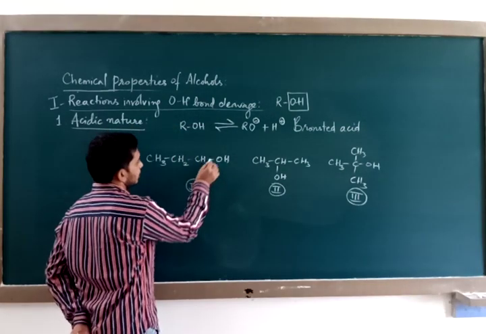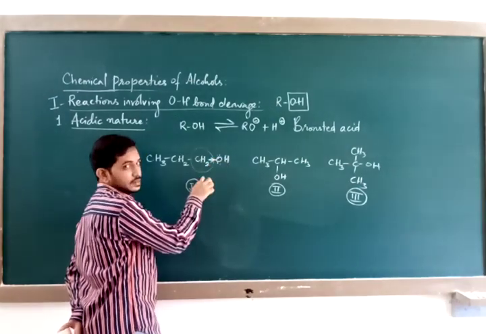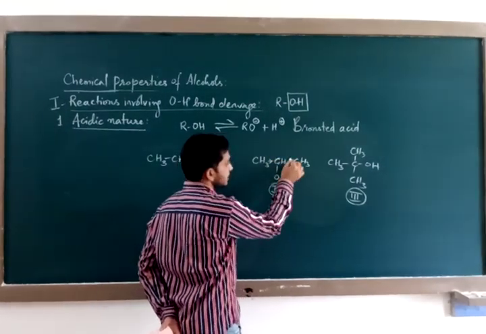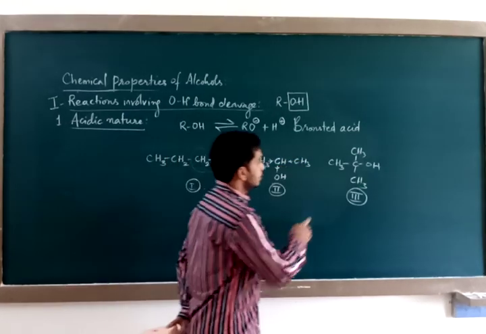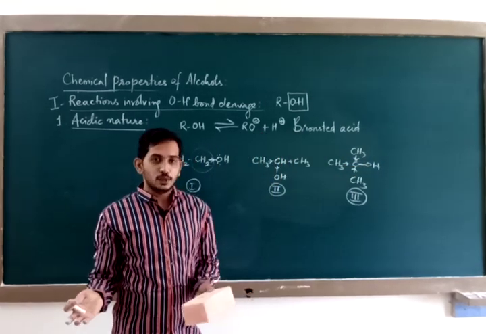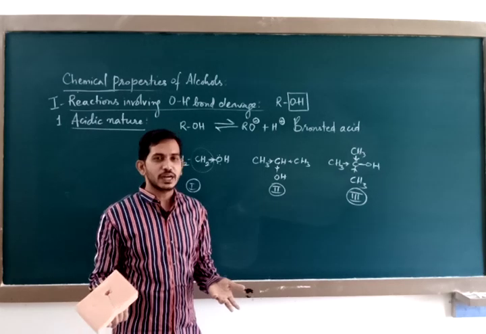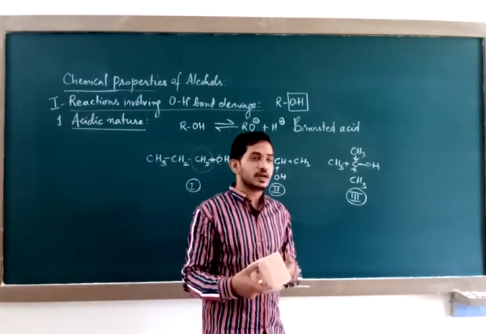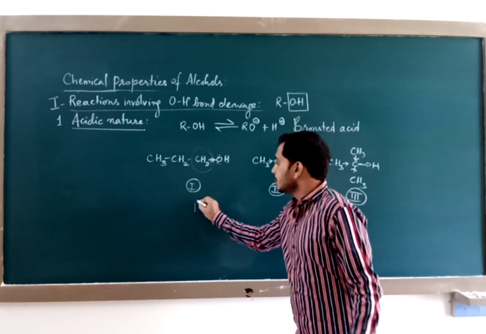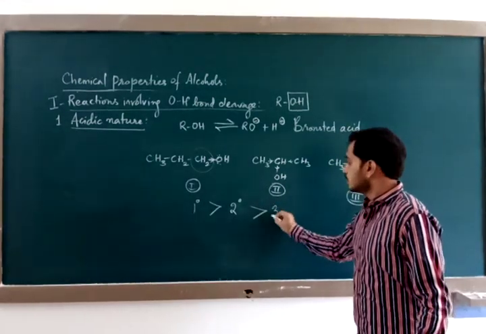Now in this case, this group donates electrons to oxygen, so its acid strength is less. In this case, to this carbon from here, again from here, from here, and in this case 3 groups. So larger the alkyl group, more is the number of electrons pumped. So greater the number of electrons pumped, lesser is the acid strength. On that note, primary alcohols are more acidic than secondary alcohols, which are more acidic than tertiary alcohols.